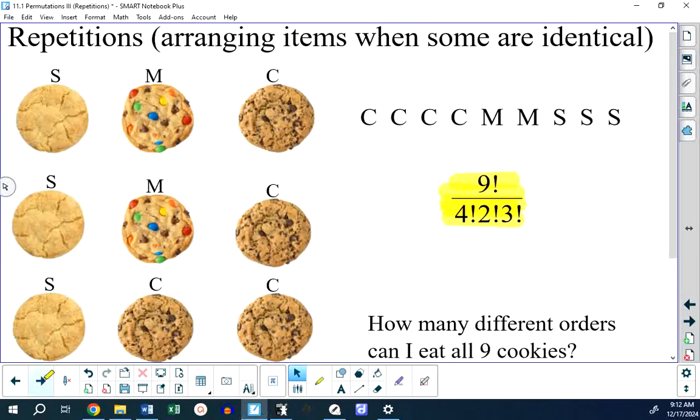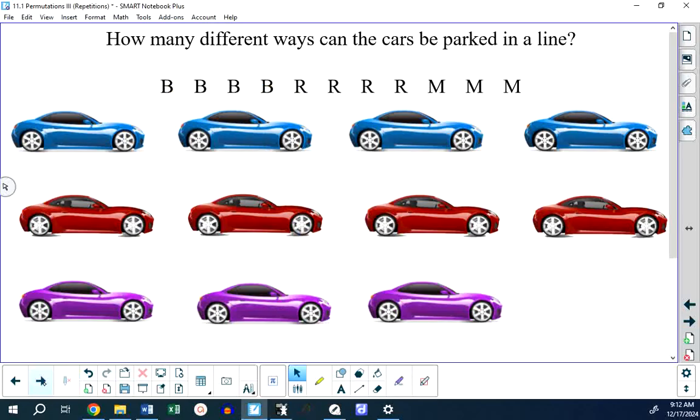All right, let's take a look at some vehicles here. I'm not going to work it out. It would be 11 factorial because I think there are 11 vehicles in total, and we would divide by 4 factorial because of the 4 identical blue cars, 4 factorial because of the reds, and 3 factorial because of the magentas.